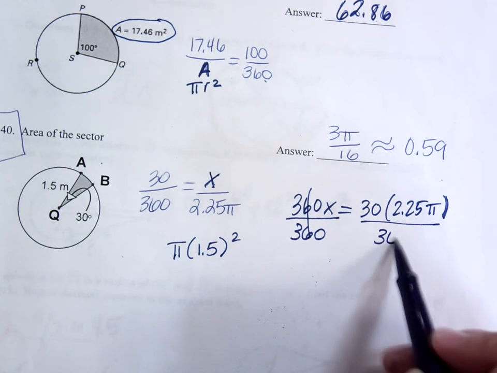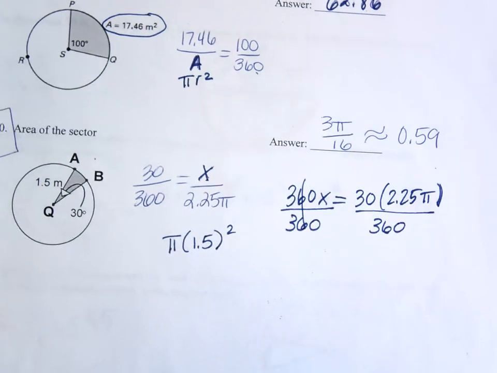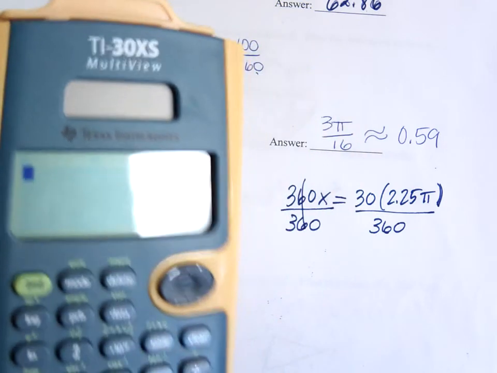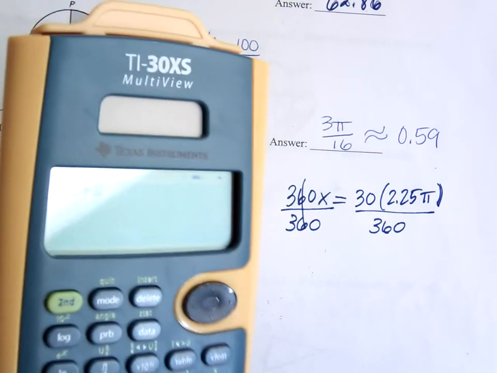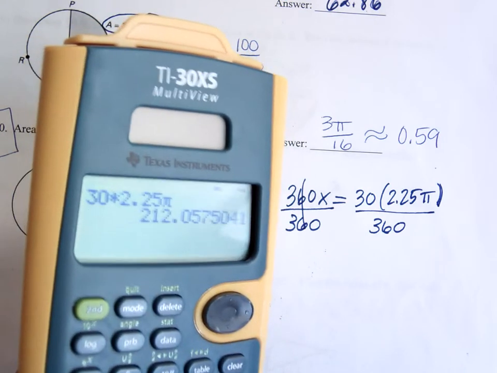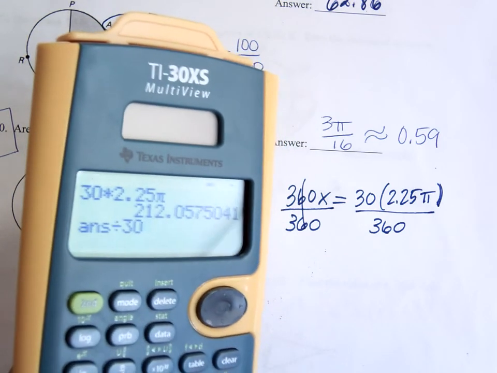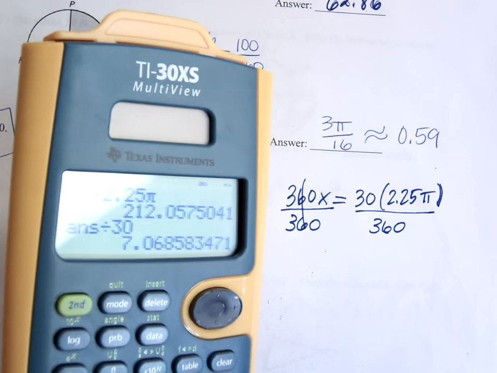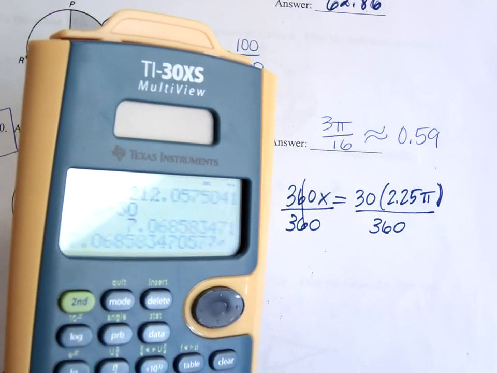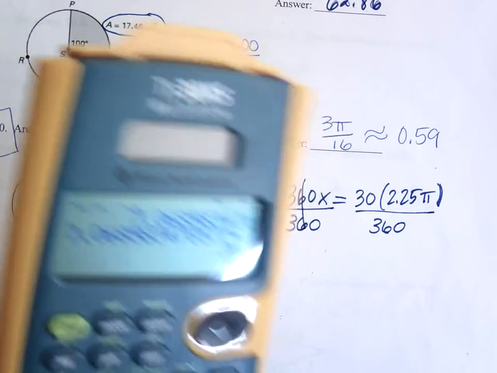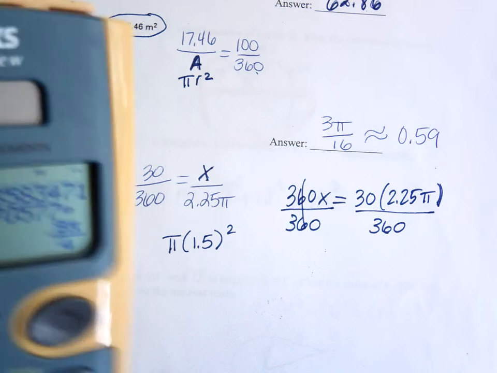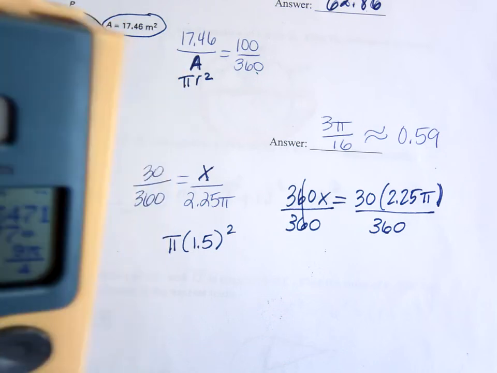Okay, I'm going to do this in my calculator all at once. I get 30 times 2.25 pi, all divided by 360. And notice I pressed enter and did a new line, divide by 360. This is the decimal version. And I changed that to, I did something wrong here because I'm not getting the same answer. What did I do?